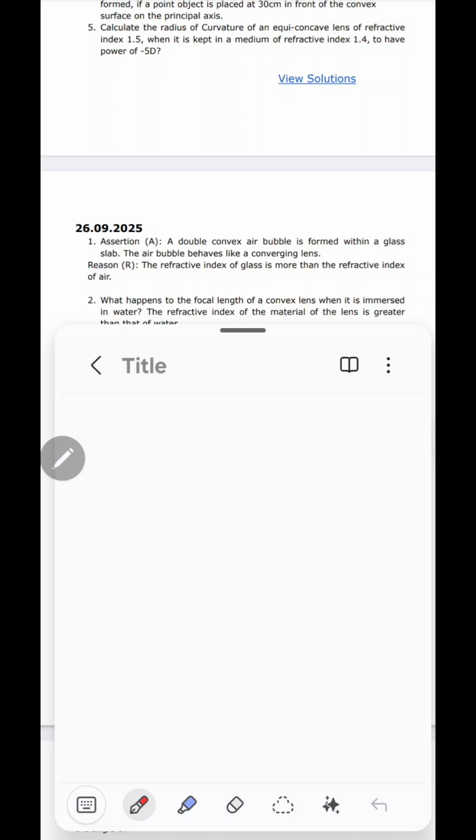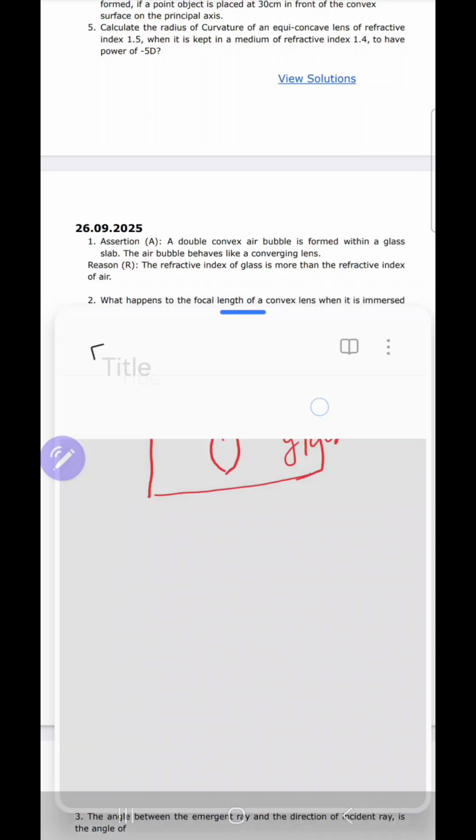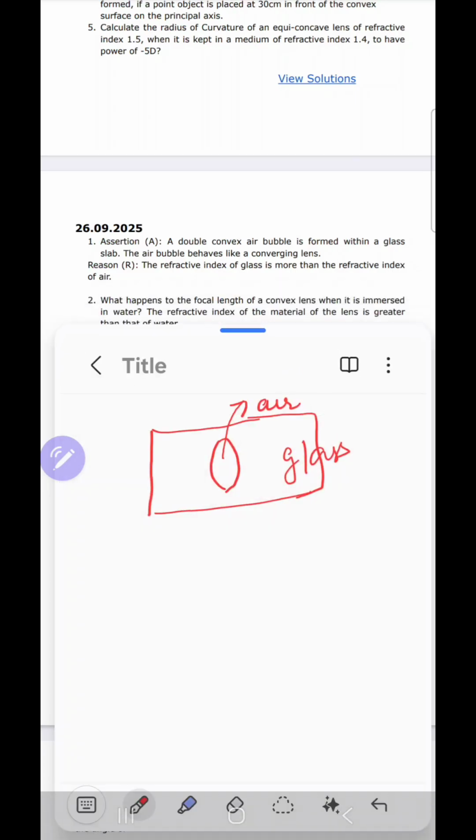Assertion: a double convex air bubble is formed within a glass slab. The air bubble behaves as a converging lens. So first we have to check whether the assertion is true or not. So I'm drawing here a glass slab. So this is the glass slab and there is one air bubble formed inside this, which is convex in nature. It means the medium of the lens I am forming here is air.